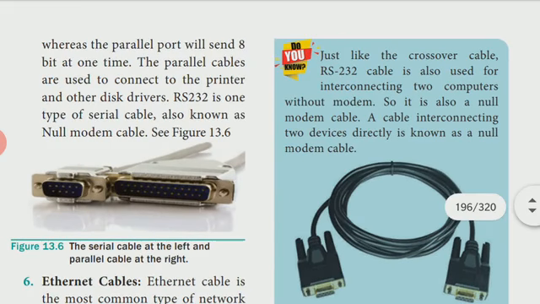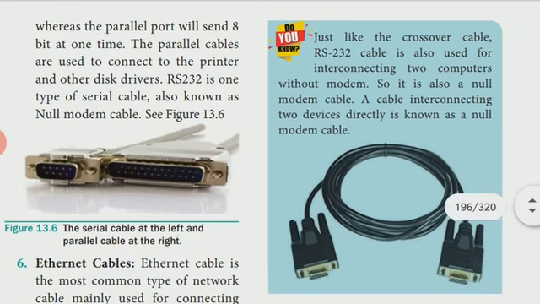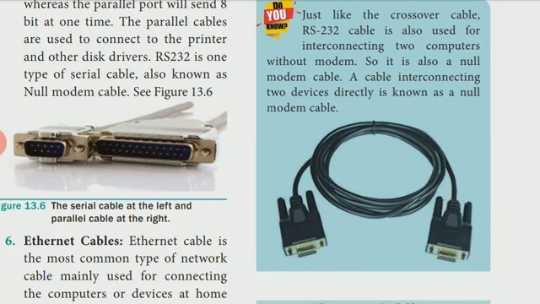What is a null modem cable? It is a cable with which we can connect two computers without a modem. It is like a crossover cable. Using this cable we can connect two computers to transfer the data between them. So that is called a null modem cable.